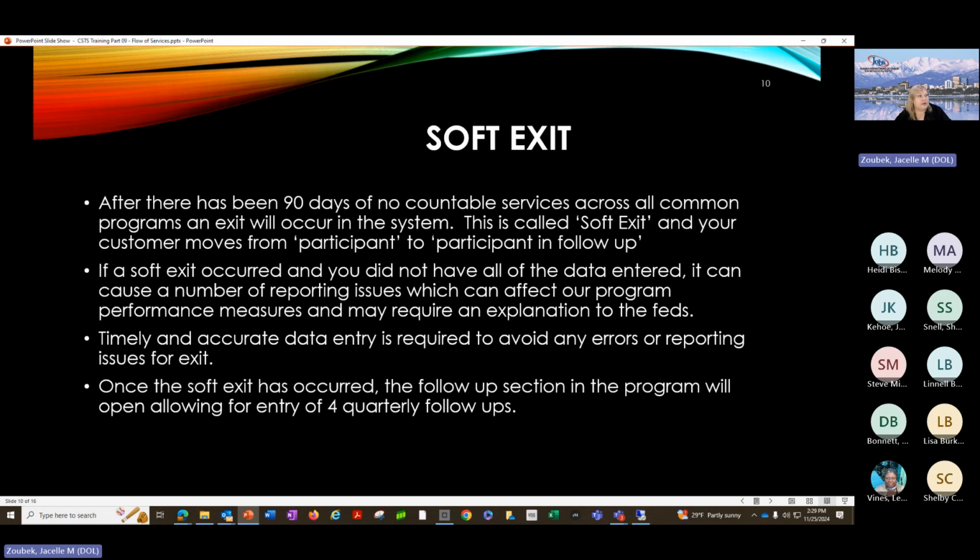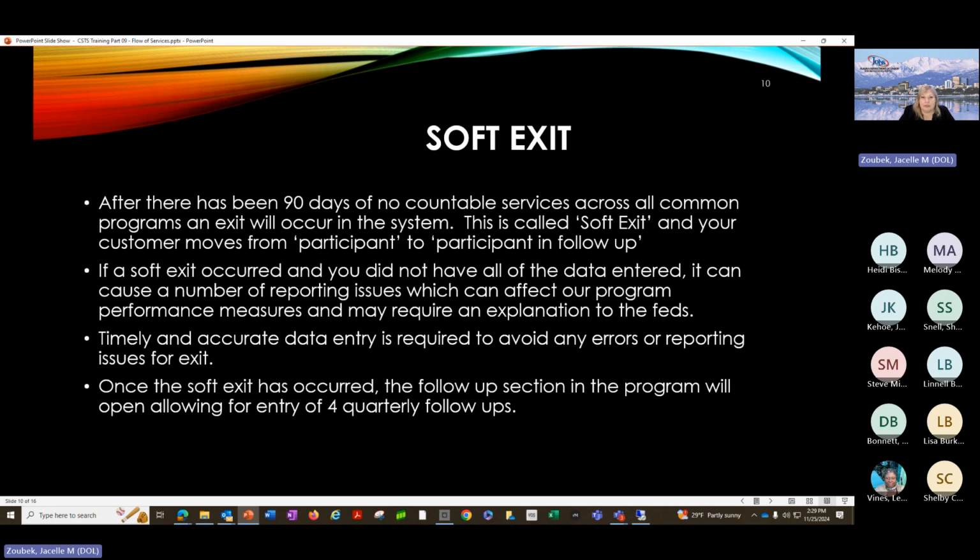Okay. The soft exit, this is the system generated exit after there's been 90 days of no countable services across all common programs. That exit's going to happen. We call it the soft exit, and your customer moves from participant to participant in follow-up. If a soft exit occurred and you didn't have all the data entered, it can cause a number of reporting issues, which can affect our program's performance measures and may require an explanation to our project officers. So this is why we want to stay on top of our data.